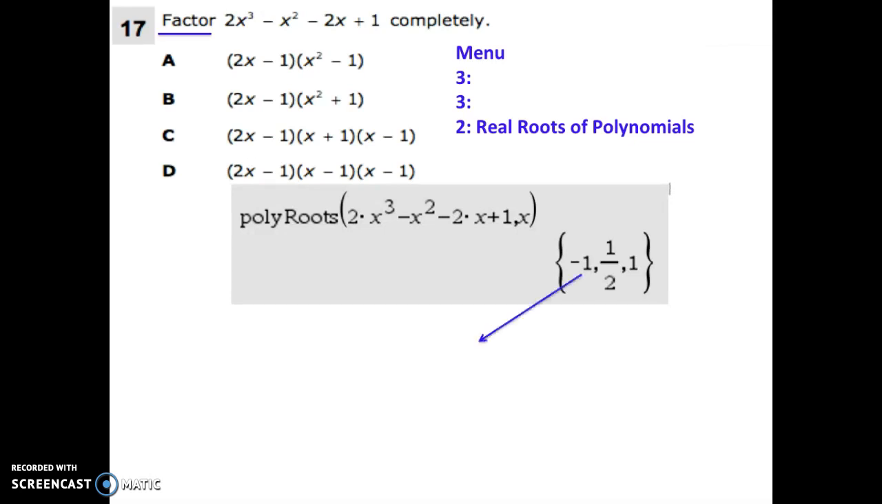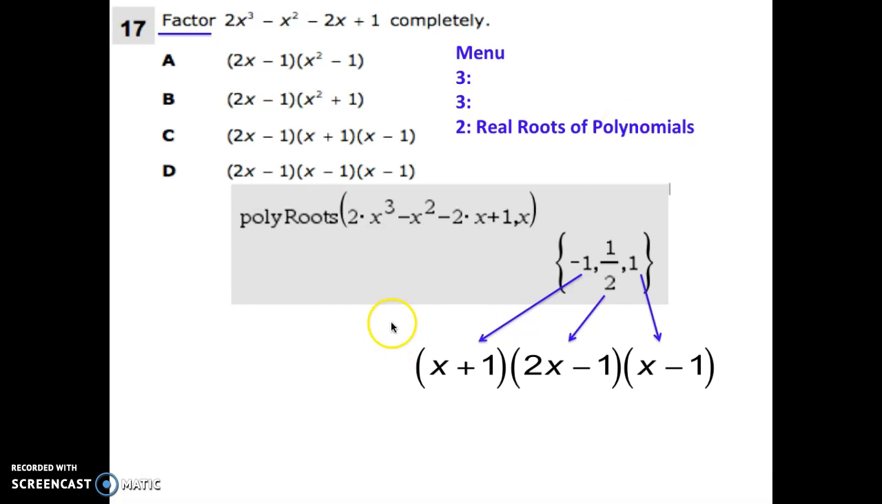Okay, so we need to remember what each of these becomes. The negative 1 becomes x plus 1, the sign switches from whatever the calculator gives you. For the fraction, the number on the bottom goes with the x, and the number on the top switches sign, so 2x minus 1. And then the regular positive 1 switches sign, so it becomes x minus 1.